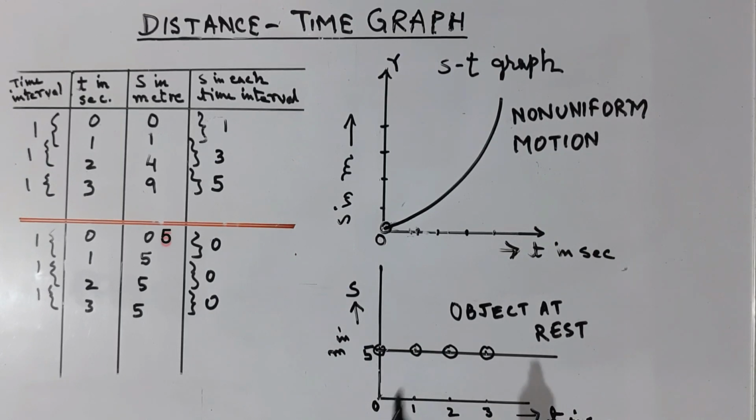So these are the four cases where we see that in case of a uniform motion, the graph is a straight line making some angle with the x-axis, but in all other cases, when the motion is non-uniform, the nature of the graph is anything but a straight line.